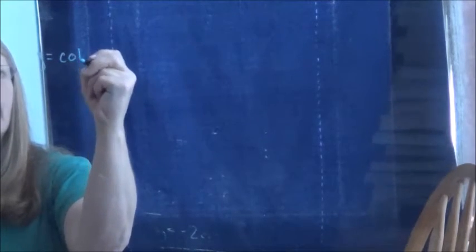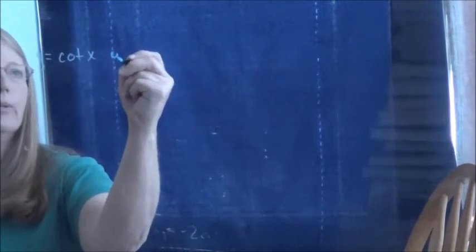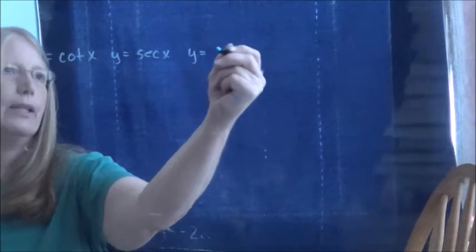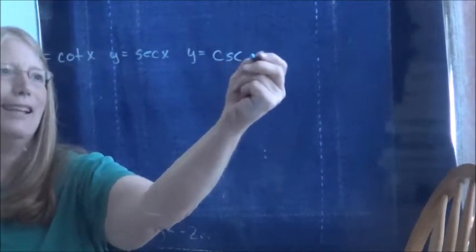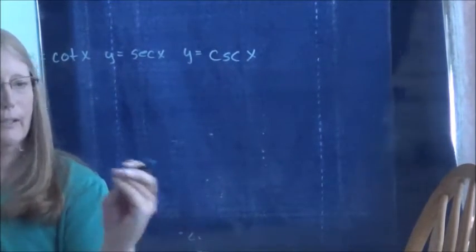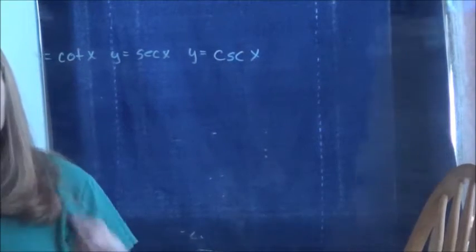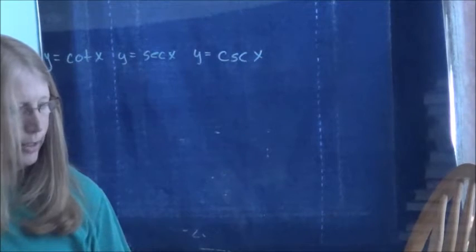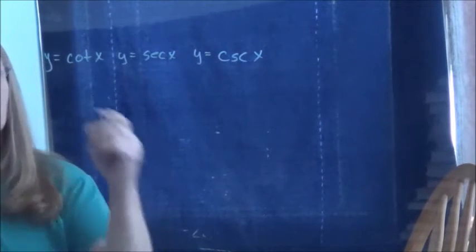One of the things on the test you'll have to do is graph the inverse trig functions, and those are y equals cotangent x, y equals secant x, and y equals cosecant x. Alright, so let's start there. That was a while ago, but you were really good at it, so let's bring that back to mind. We're going to do y equals 3 cotangent 2x.